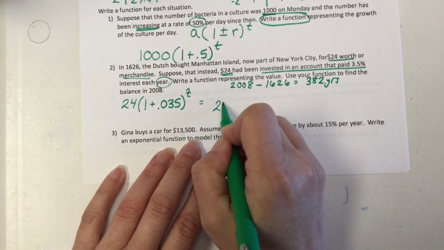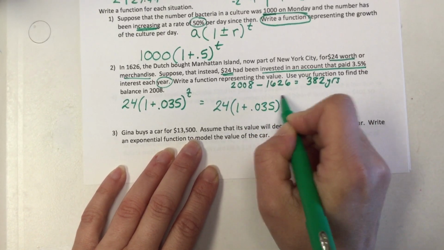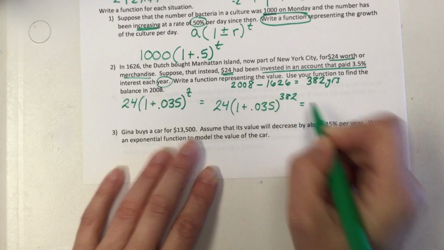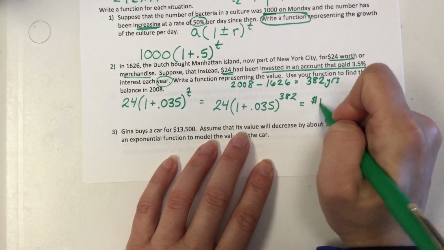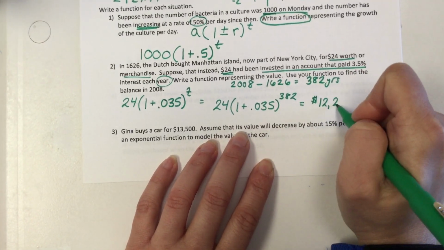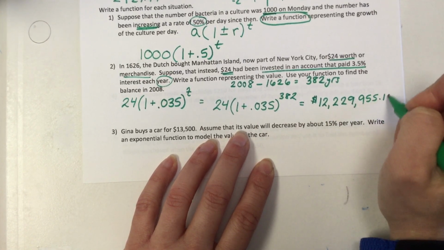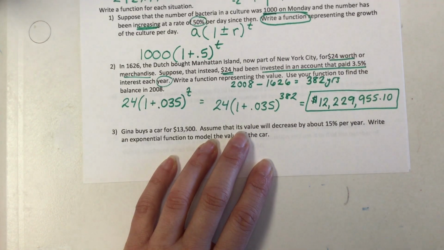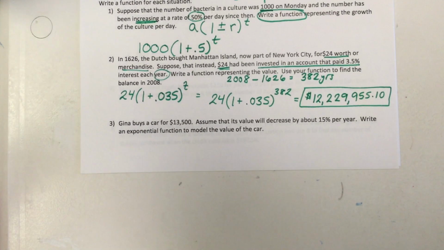So here's my function. 24 is the initial amount, 1 plus 0.035. It was in the bank for 382 years. Let's calculate this. 24, open a parenthesis, 1 plus 0.035, close it, to the power of 382, and you would get $12,229,955.10. That's how much that investment would be worth in 2008.